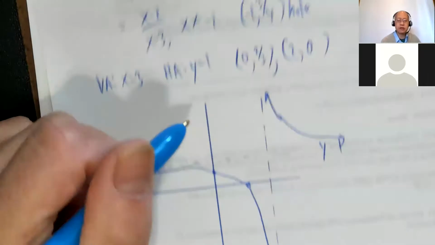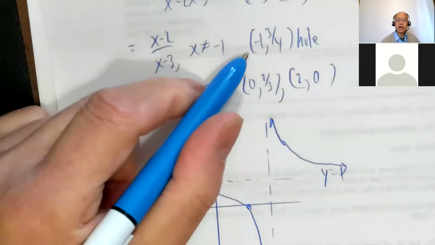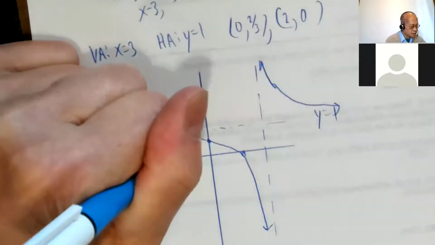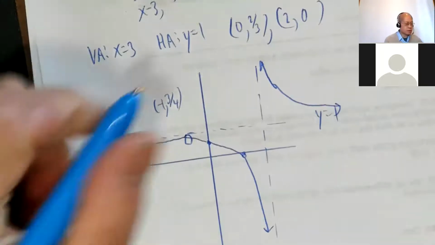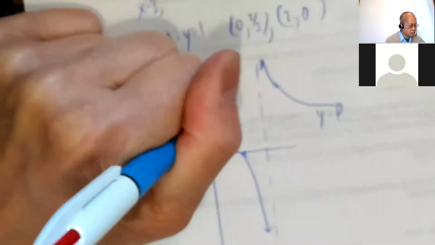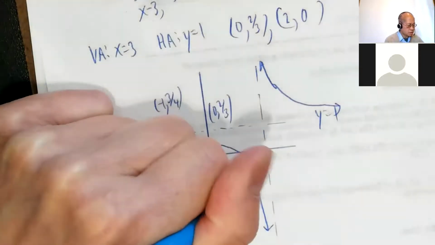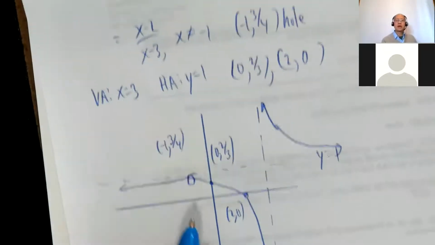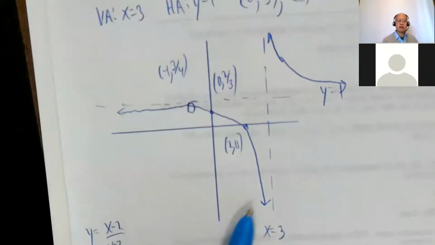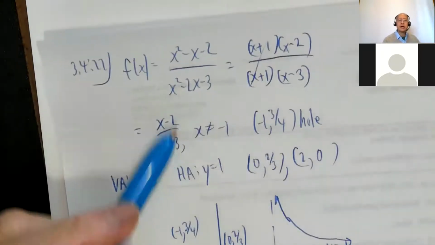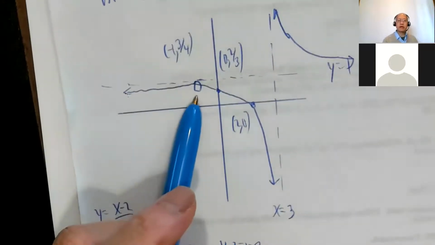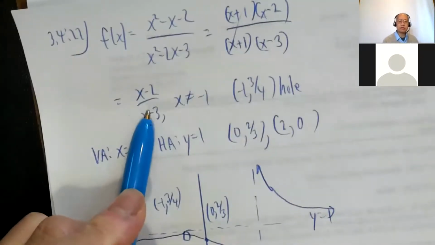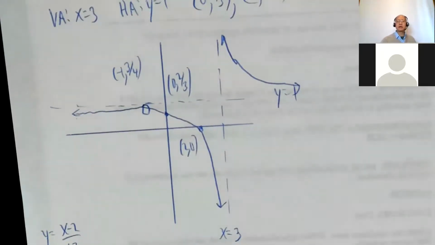And then the last thing I've got to do is go back and remember to punch a hole at (-1, 3/4). So there's (-1, 3/4). Here is (0, 2/3). Here is (2, 0). And so that seems to be the entire graph. I've got a hole in the graph. So these two graphs are identical, except at x = -1. The original one has a hole. This one does not have a hole. It just plugs up the hole, so to speak.